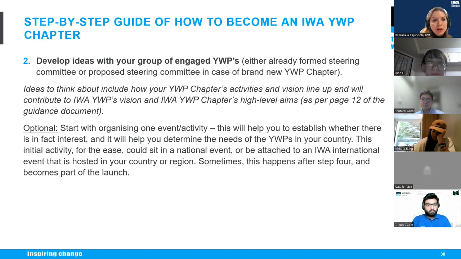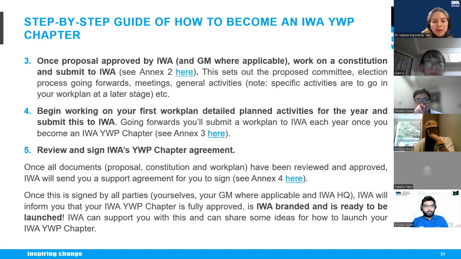When you have the proposal ready, you should start with ideas in terms of a work plan and how you will engage your young water professionals within the IWA structure. The third step is, once the proposal is approved, you should start working on the constitution and submit it to us. In the constitution, you're going to inform us about your proposed committee, how the election is going to work, how many meetings you're having yearly, and the general activities that your country needs.